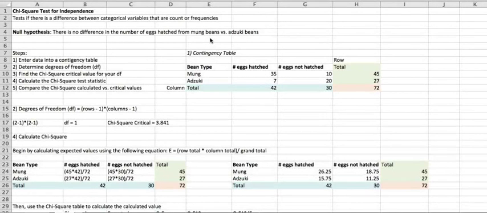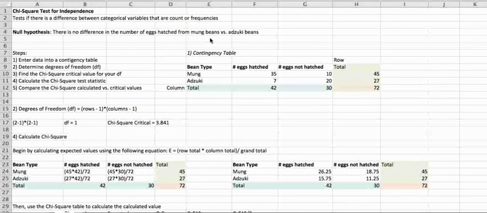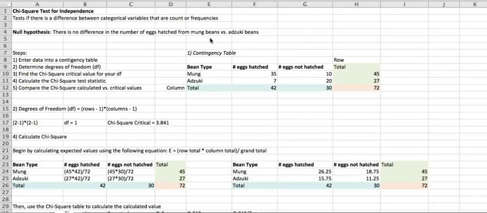There are going to be 5 steps to mastering the calculation, and they begin with entering data in what we call a contingency table, then determining the degrees of freedom, finding the chi-square critical value for your degree of freedom, and then calculating the test statistic and comparing the chi-squared and the calculated values.